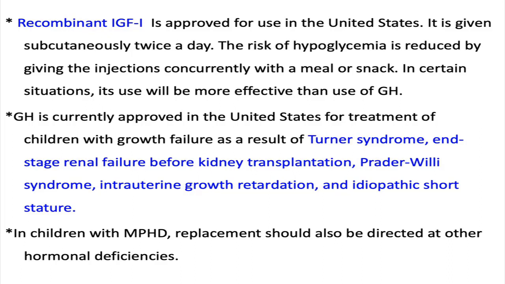Growth hormone is currently approved in the United States for treatment of children with growth failure. In addition, it is approved for patients with Turner syndrome and end-stage renal failure before kidney transplant, that's to say with good metabolic control. It is also approved in cases of Prader-Willi syndrome, intrauterine growth retardation when they don't catch up growth after 4 years of age, and in idiopathic short stature. In children with multiple pituitary hormone deficiency, replacement should always be directed at the other hormone deficiencies, not only the growth hormone.